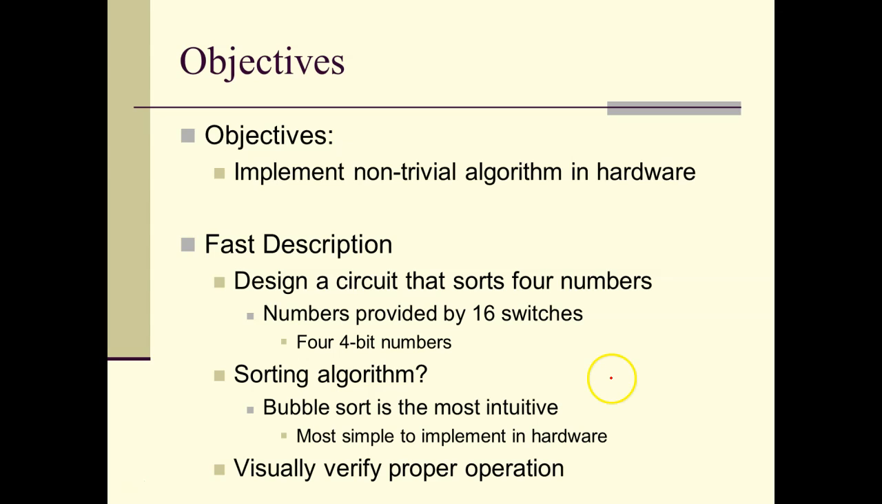Now, I know computer science people love sorting algorithms for various reasons, but as far as hardware goes, bubble sort is the most intuitive, and in my mind the easiest to implement in hardware. Additionally, when you get this done, you can verify that it works visually.